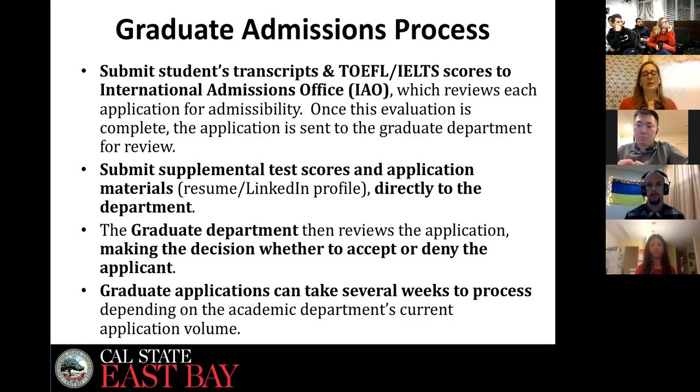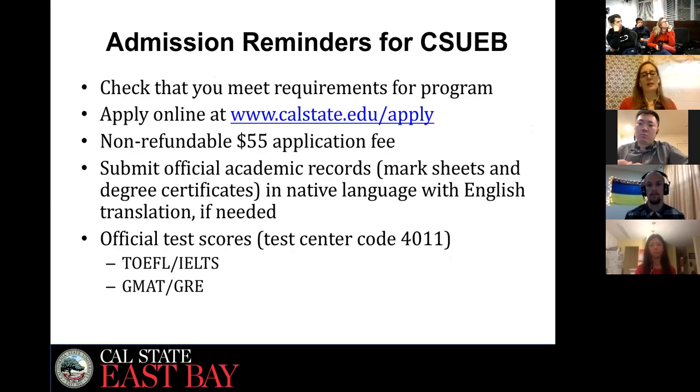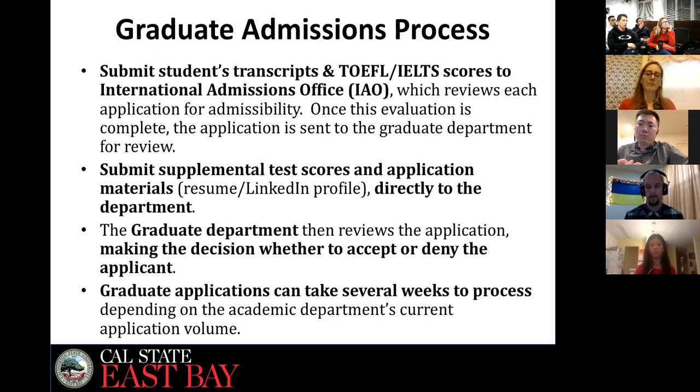These applications can take several weeks to process depending on the academic department's application volume at the time. But I have to say, business analytics is actually one of our more efficient programs. They generally have a decision within a couple of weeks after receiving your complete application.